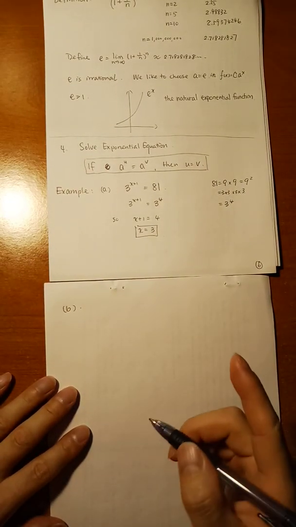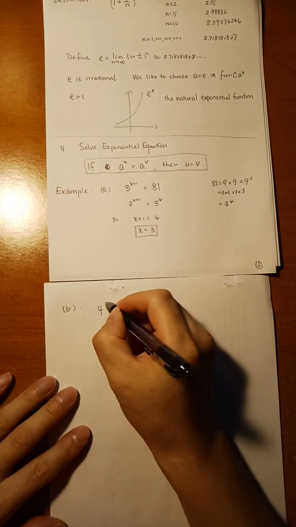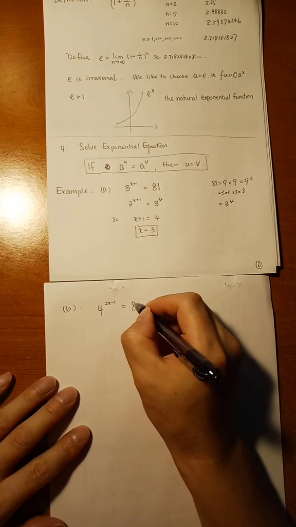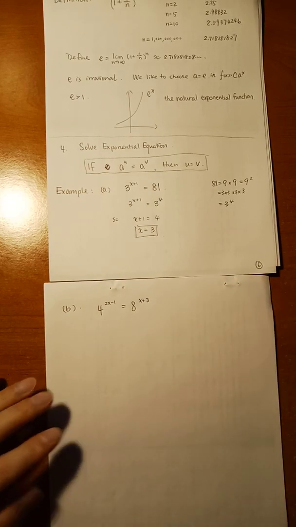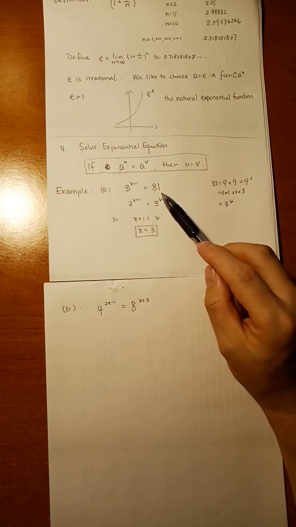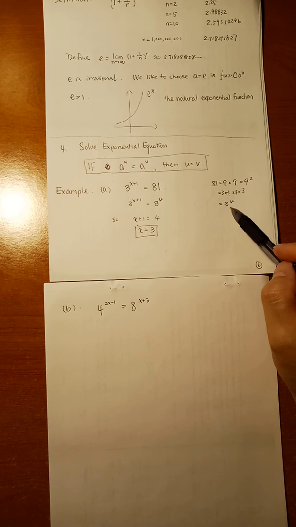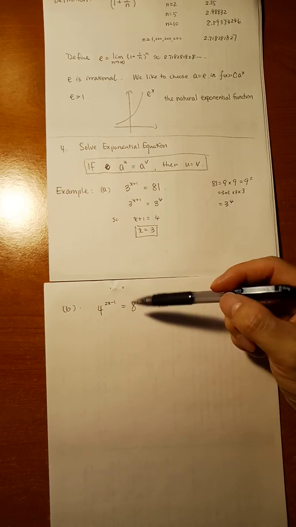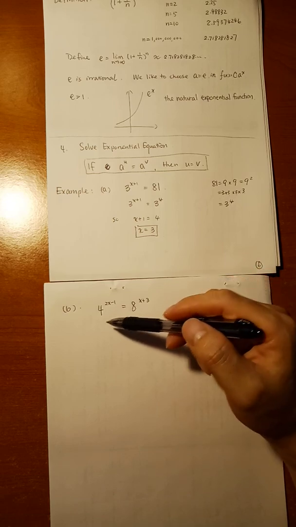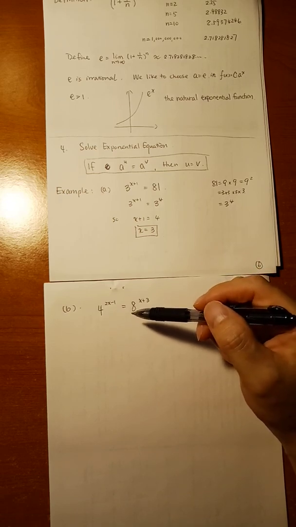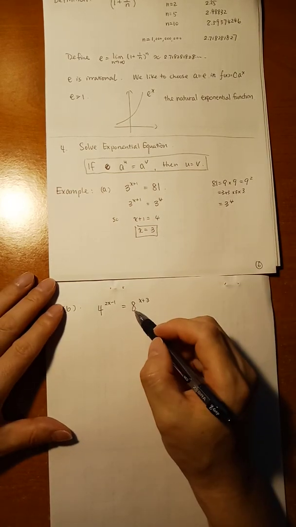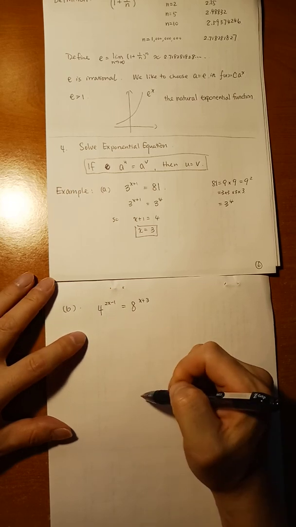B. Remember, we need the same base. 4 to 2x minus 1 is equal to 8 to x plus 3. The previous example is simpler because 81 eventually can be written as 3 to the 4th power. But here, we know that 8 is not 4 squared. 8 is 2 times 4. It's twice 4, but it's not a power of 4. So we cannot write 8 as any power of 4 and continue the computation.